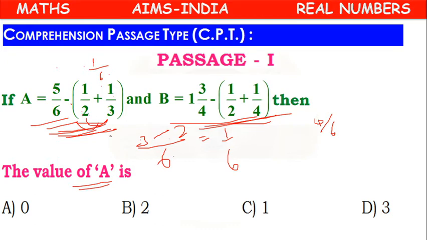Here 2 3s are 6, sorry, in the middle we have plus here, means 3 plus 2, 5 by 6 here. Here also 5 by 6. 5 by 6 minus 5 by 6 is 0. So the option is A, 0.